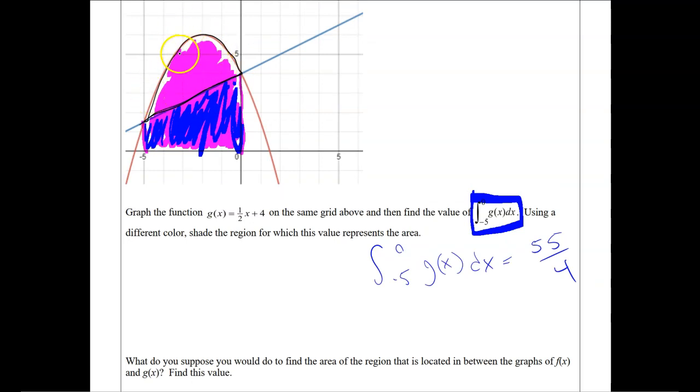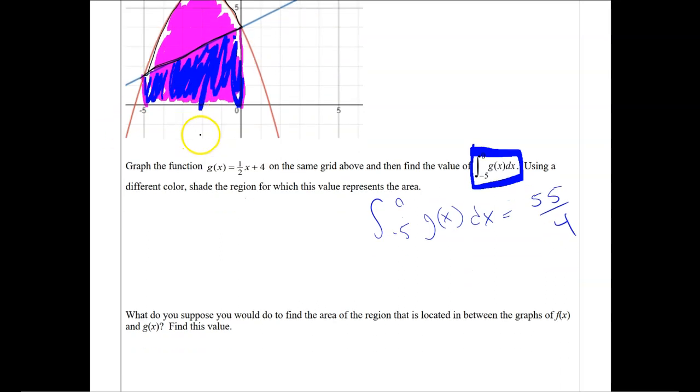I know the whole area from the parabola all the way down to the x-axis, and I know this area beneath the line, right? So what would I do? Well, I would be like, okay, I want the integral from -5 to 0 of f of x.